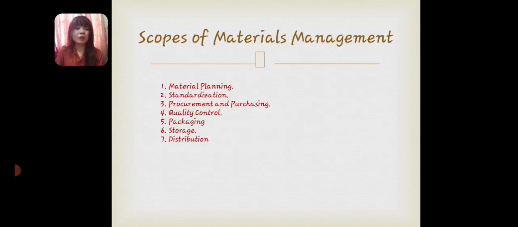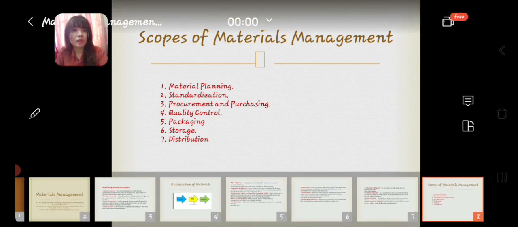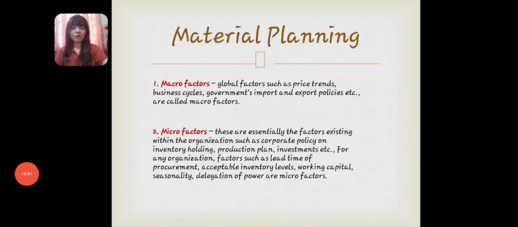Dito meron din scope of materials management. Una is material planning, installation, procurement, operating, quality control, packaging, storage, distribution. Wait. May mali ata ako. So, next is material planning. Pag sinabi natin material planning, it is derived from overall organizational planning and is always a part of the broader organization plan. So, hindi pwedeng kuha ka lang ng isang material mo, kailangan ay mayroon kang planning.